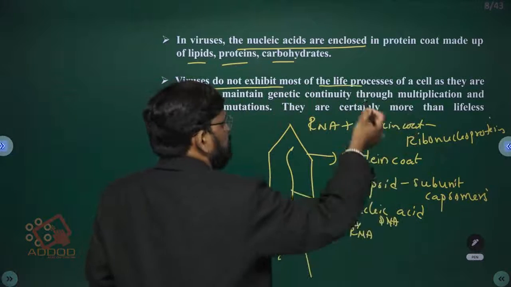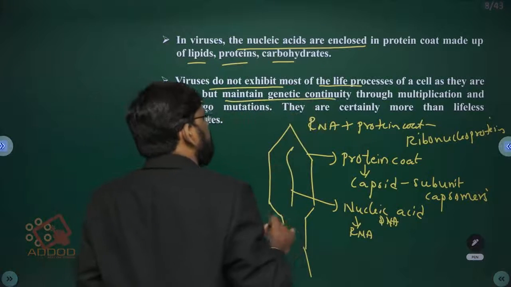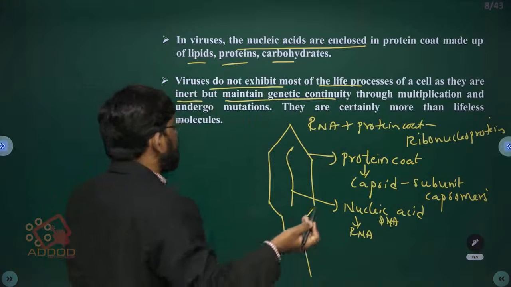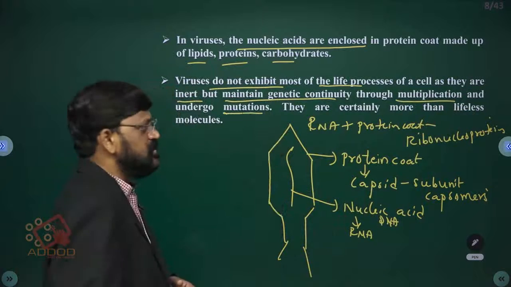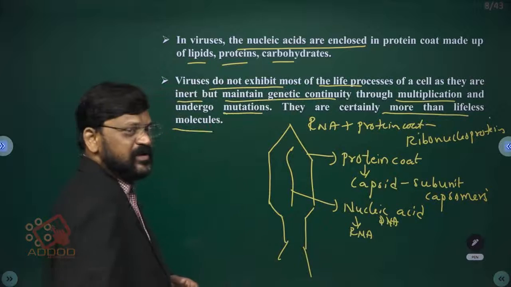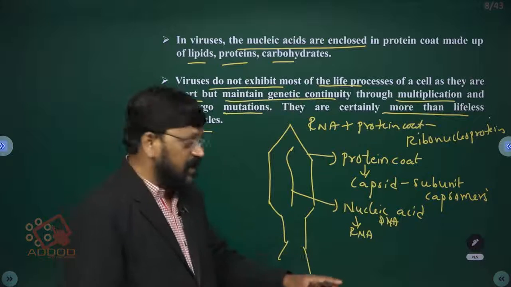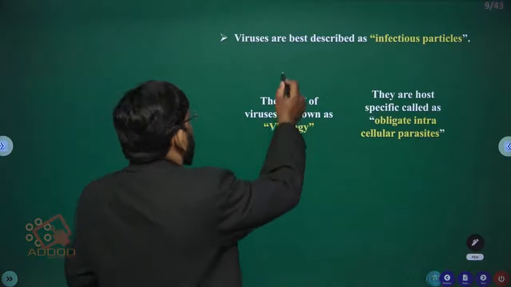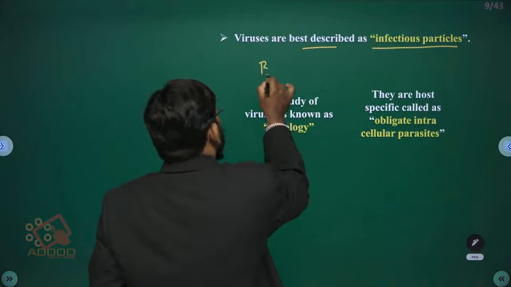So virus does not exhibit most of the life processes. That means no metabolism, because it is acellular, right? It is inert, but maintains genetic continuity. How does it maintain genetic continuity? Because of its nucleic acid. With that nucleic acid it undergoes multiplication and mutations. So they are more than lifeless molecules, they have their own life. So it is better to call it the connecting link between non-living and living organisms. Viruses are described as infectious particles. One person called them what? Beijerinck.